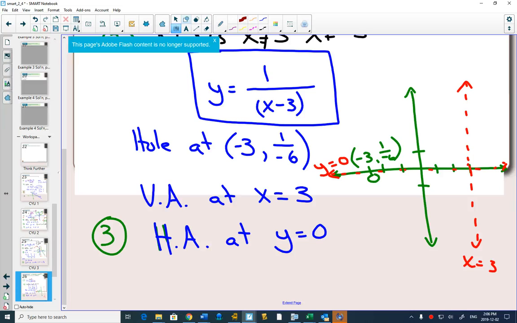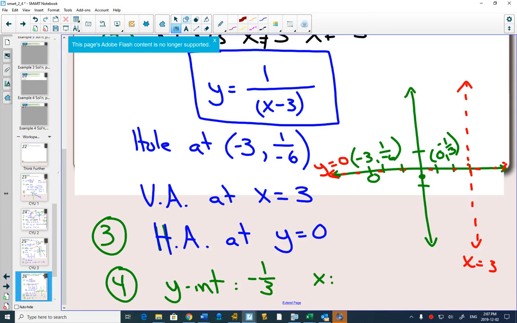For our nice points, starting with your y-intercept. Again, we don't go back to the original equation. We go back to our simplified equation. If I plug in 0 for x, can you see that you get negative 1/3 for y? So we have the point (0, negative 1/3) for our y-intercept.